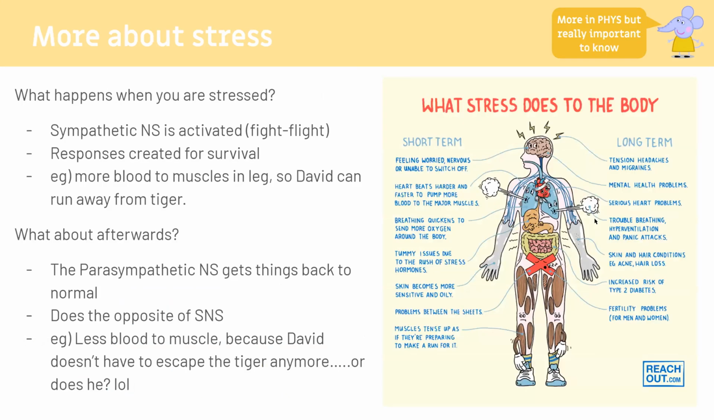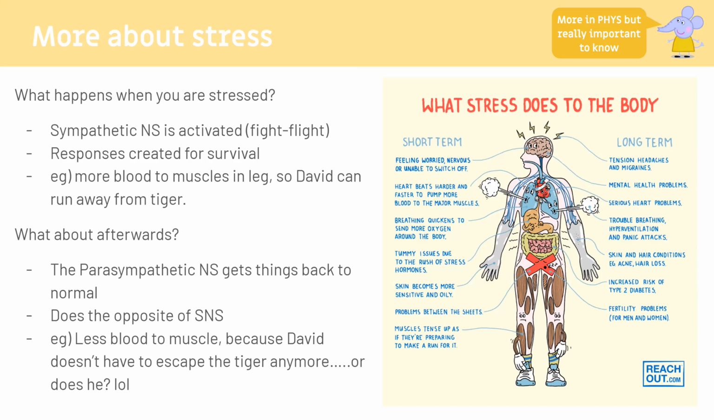So what happens when you are stressed? You'll learn about this in, I think, physiology, but I'm not 100% sure, in other subjects in way more medical and scientific detail. But the general gist is that once you're stressed, the sympathetic nervous system of the autonomic nervous system is activated. That's the fight-flight response, and these responses are created for survival. So more blood to the legs, so David can run away from a tiger.